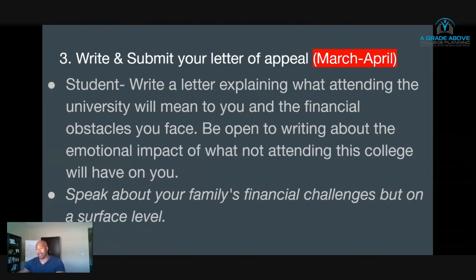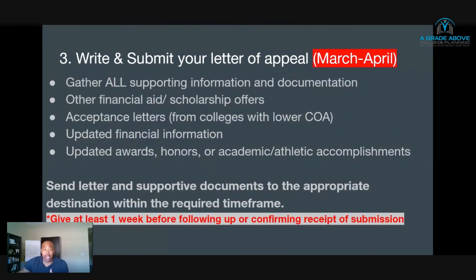So also, once again, comment below or email us if you want any information on how to do this, or any examples, so you can follow the same template. And then, as a part of writing your appeal, your letter is very important, you want to gather all supporting information and documentation. Okay, so you want to offer any information that supports your argument. So other financial aid, scholarship offers, acceptance letters, anything from another college with a lower cost of attendance.